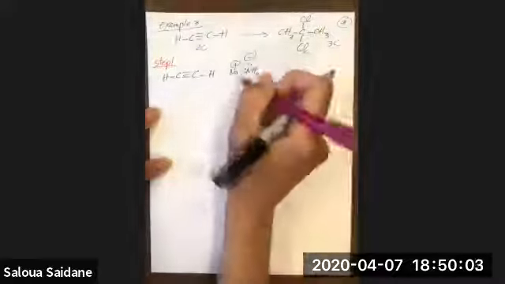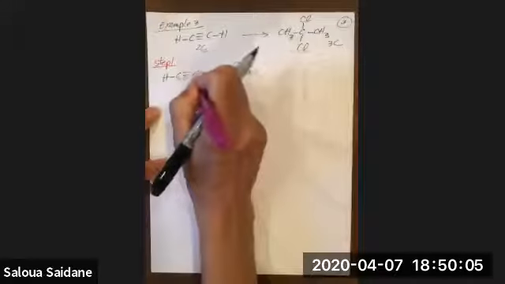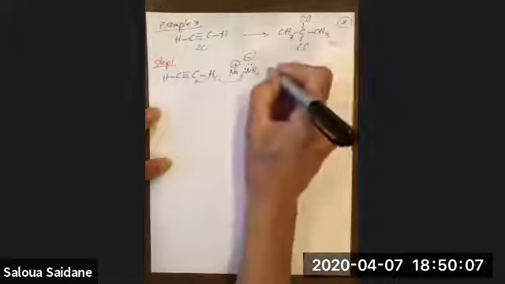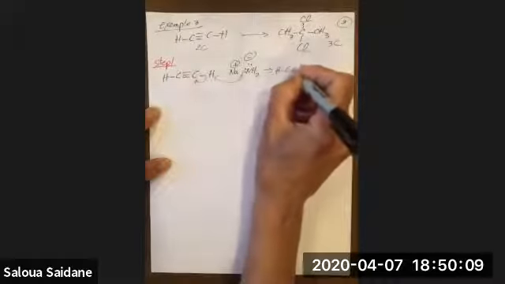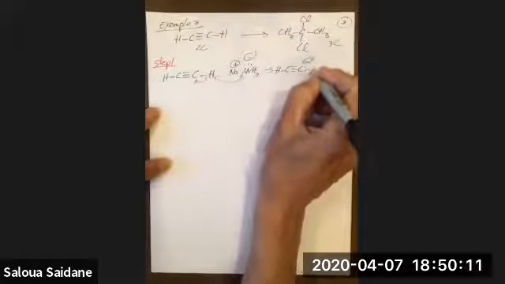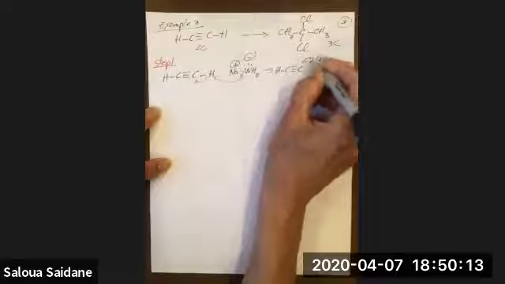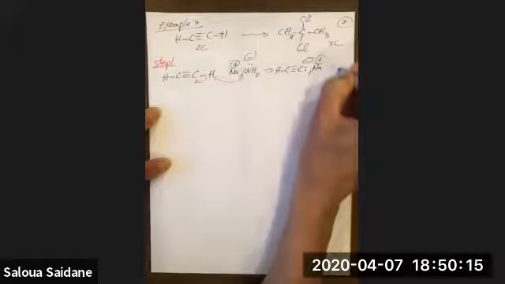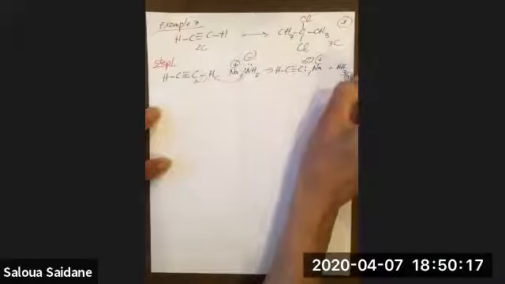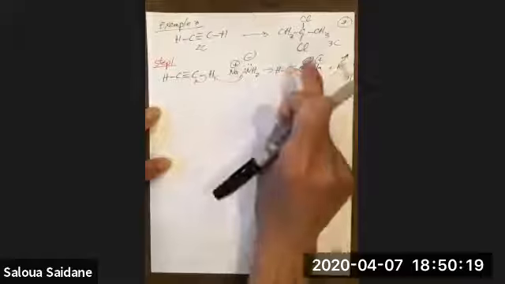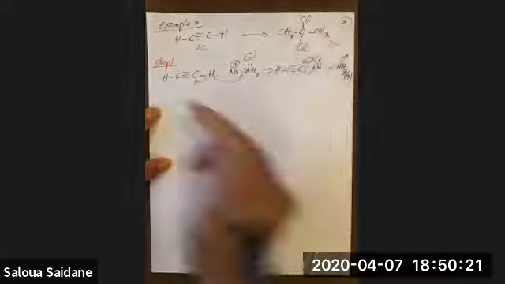So the NH2 grabs the H, and we produce the acetylide ion, which is very stable, and NH3 gas, which will escape. Then the acetylide, now we can add another carbon to it.